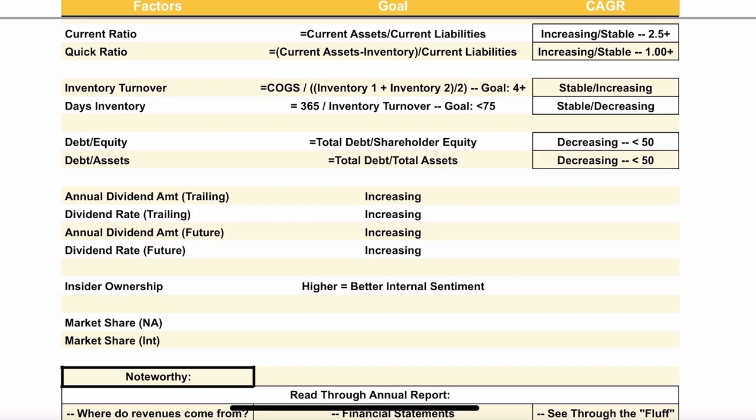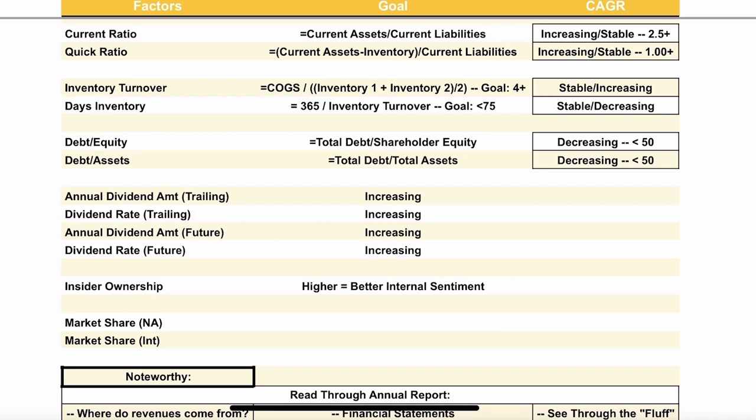And then days inventory: you're going to take 365, the number of days in the year, and divide it by that inventory turnover. This is telling you how many days on average it's taking them to move a given piece of inventory. Really the gold standard is 30. You want to see them move every piece of inventory they have every single month, but realistically less than 90, maybe less than 75.